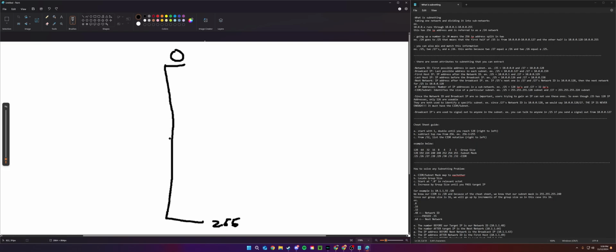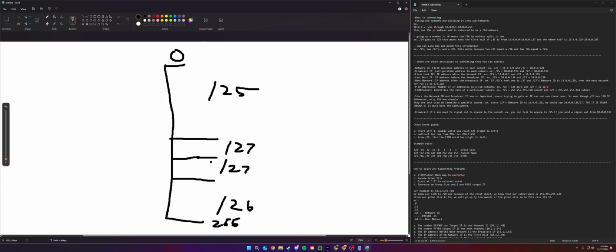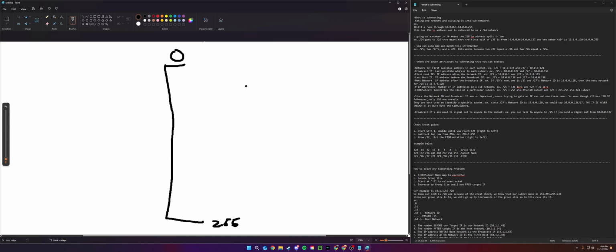So for example, let's say I had a /25 right here. I could also have 2 /27s and a /26 going in here, because 2 /27s equal a /26, and then 2 /26s equal 2 /25s, and altogether it equals a /24. Hopefully that's making sense. The guy kind of explained it better than I did.